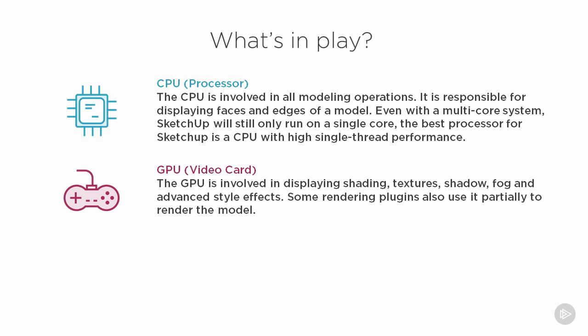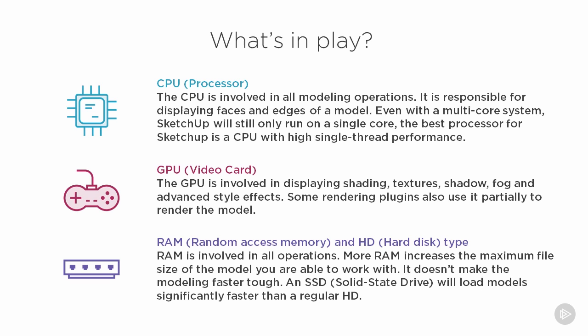When we talked about styles, that's why we said you have to be careful with the amount when you start adding additional things that SketchUp needs to display in real time, such as shading, textures, shadow, fog, because this all piles up on the stuff that your video card needs to process. That's why it's important to keep those things minimized when you're just modeling. Also, one important thing to note is that some rendering plugins also use it partially to render the models in conjunction with the CPU.